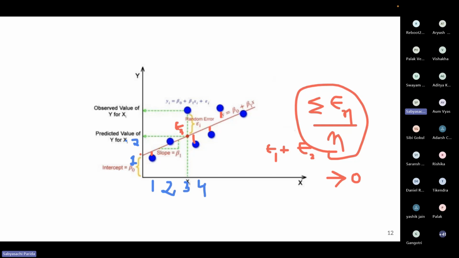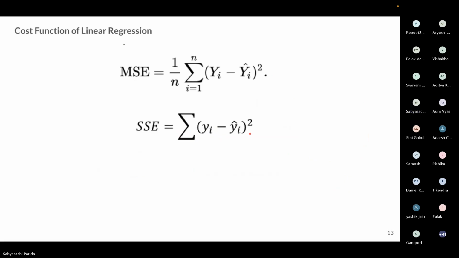So how can I fit a line so that it would be going through all the data points, near to the data points, so that the error term between the data point and the particular line would be minimum? That means it should be tending to 0. To tackle that, what I have is the mean square error.